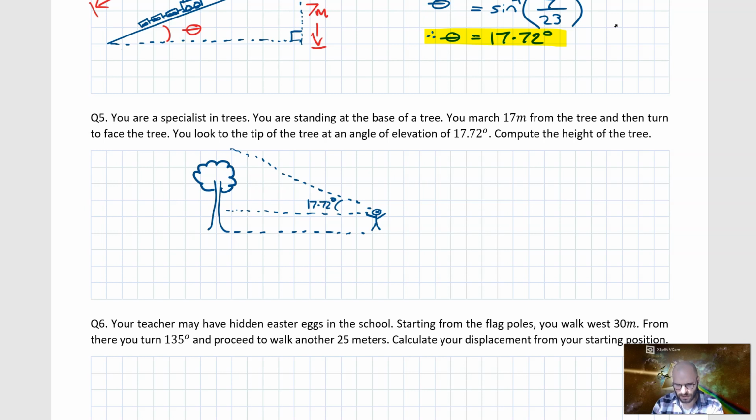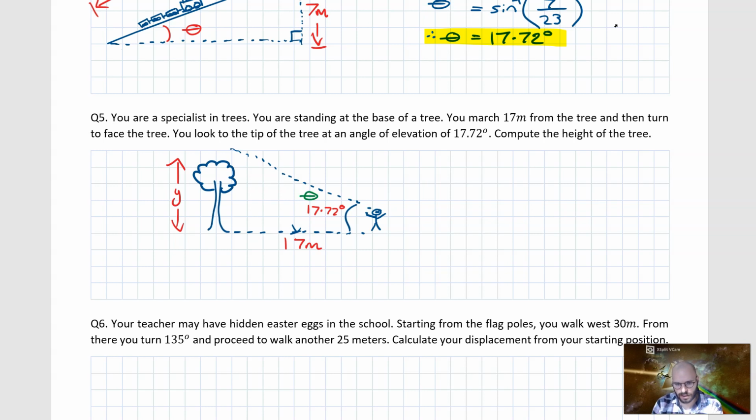Now what the question doesn't specify is the distance from here to here. So we're going to change the diagram to cater for the information that we're given. So rather than that, we can go 17.72 degrees like so. Now we know that we're 17 meters away. We want to compute the height of the tree, which we'll denote as y. So what we need to do is label all the quantities we have.